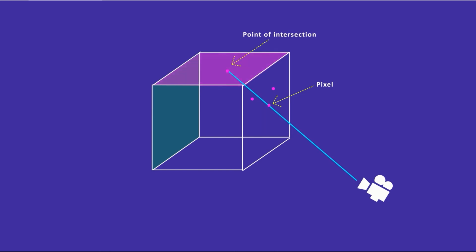To ensure accuracy, we need to verify if the ray intersects with each wall, including the top, bottom, left, and right sides. The wall that has a minimum distance between the pixel and the intersecting point is then selected.